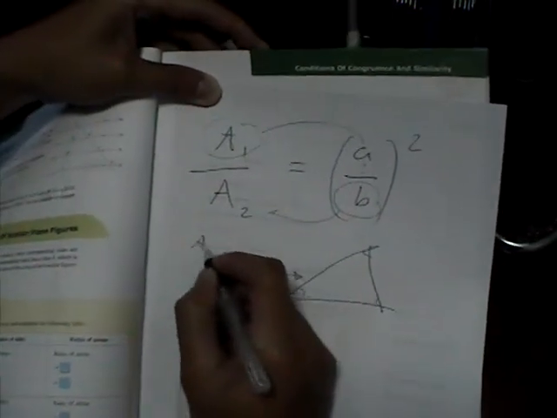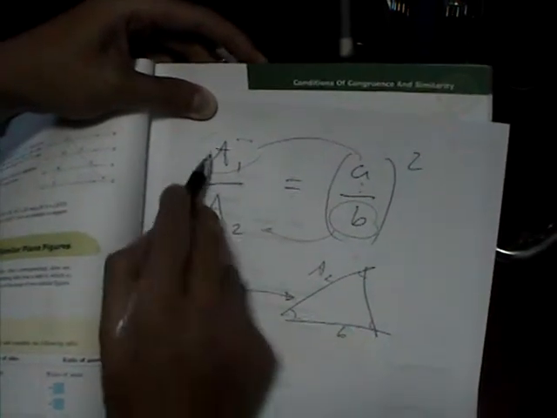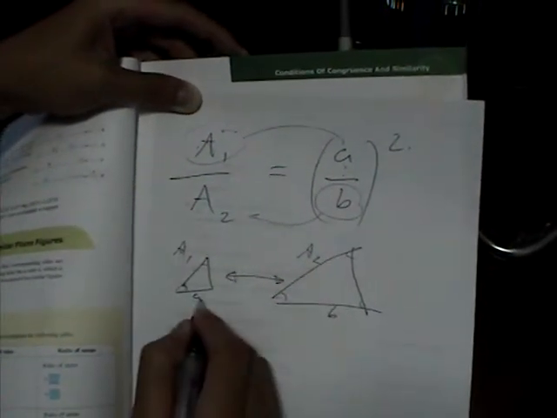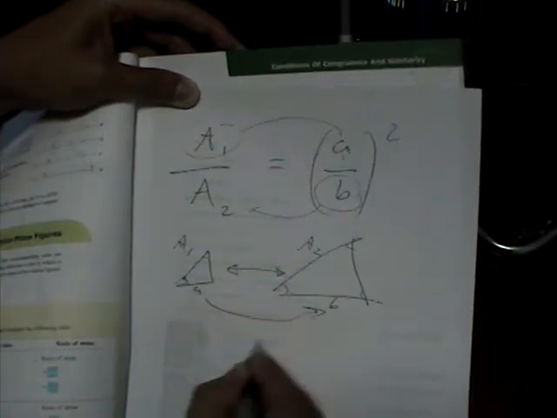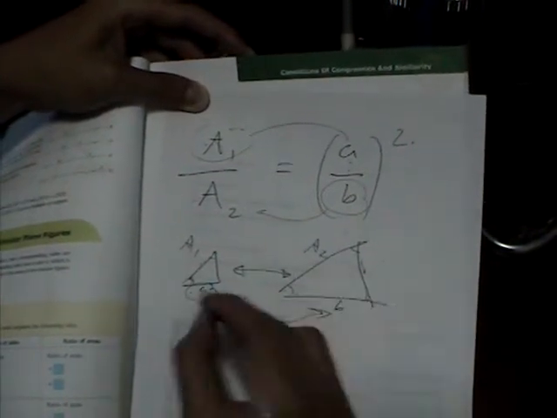So if this is area 1, this is area 2, and this is side A, this is side B, then we have A1 over A2 equals A over B squared. You have to keep in mind that this side must go with that side. You can't just put this side over another side that is not corresponding. They have to be corresponding sides. And then one over the other, you square them. So this is your formula.